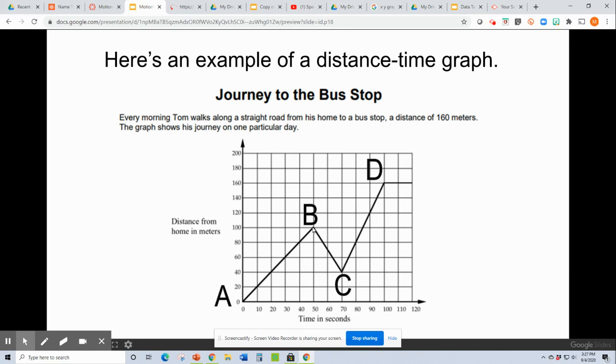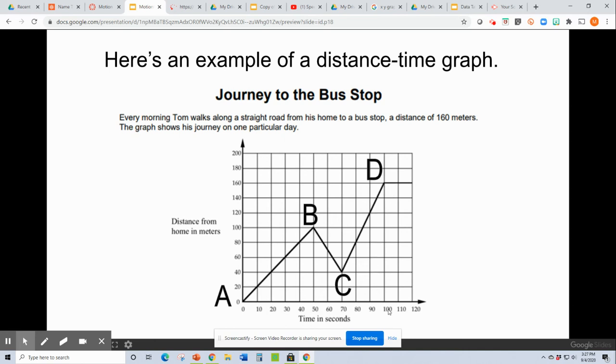When he gets to point B, I notice that the line comes back toward where he started. This does not mean he's walking downhill. That is not what that means. This means that he is moving back closer to where he started. And now he is moving away again. And then something interesting happens. The line kind of flatlines right there.